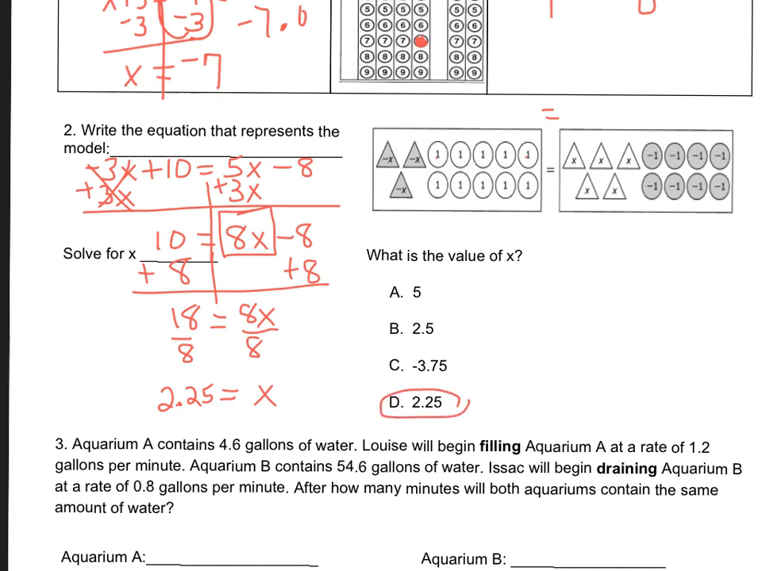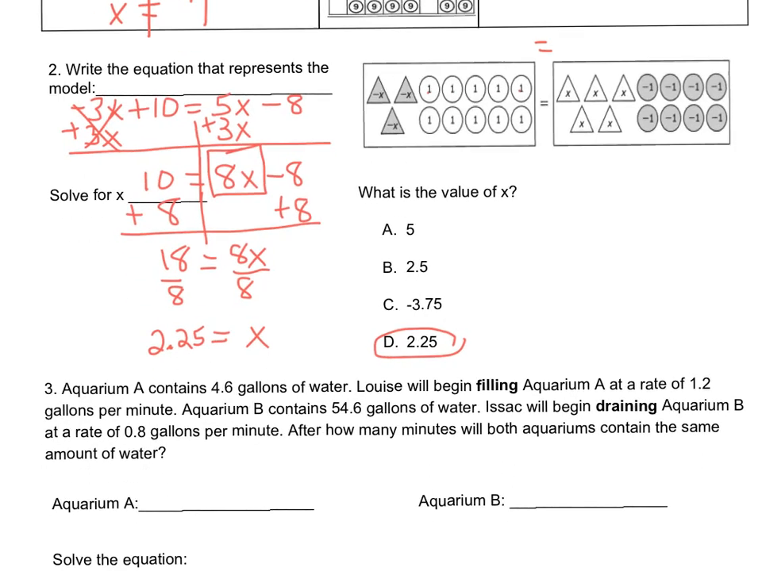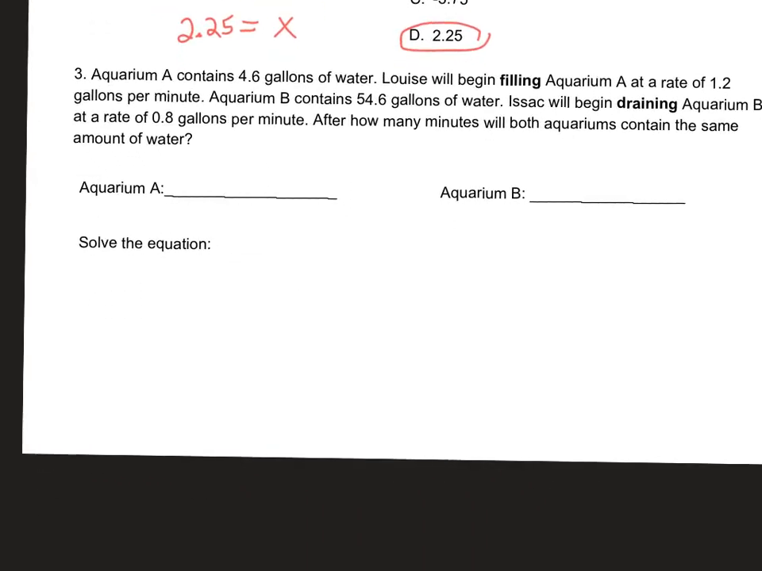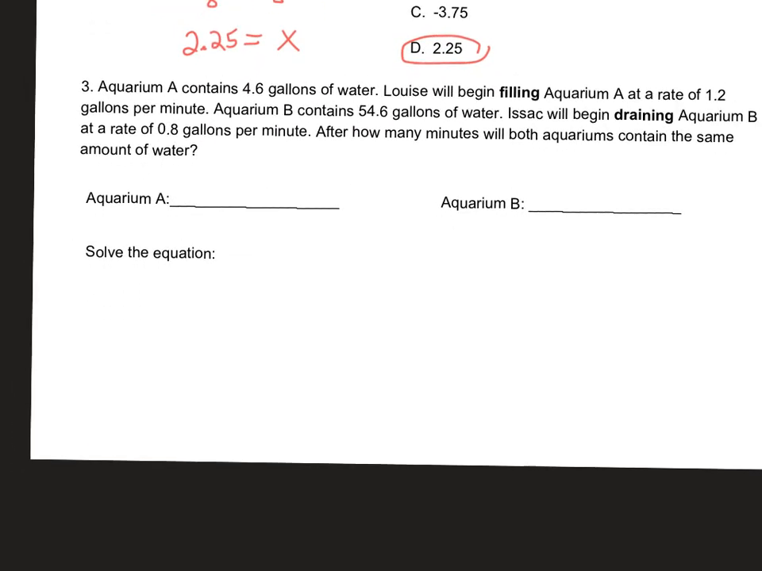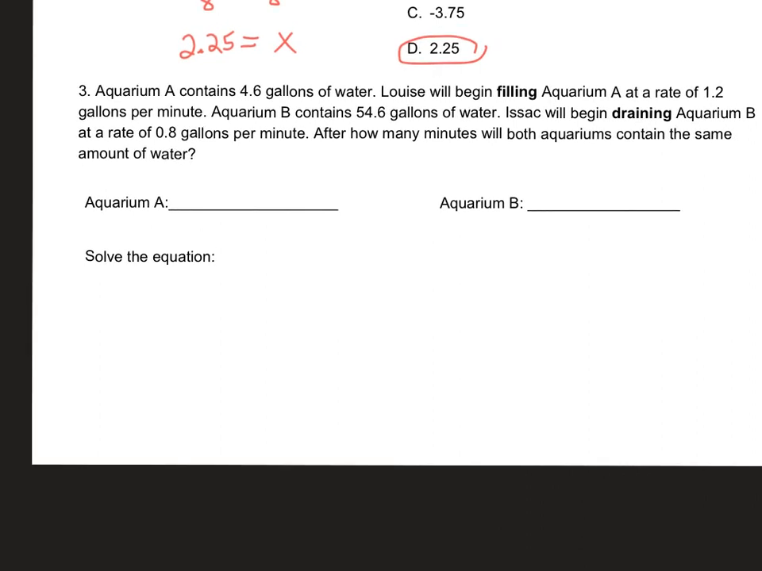Once again, you could have substituted each value to see which value of x would have made your equation true. All right, so that's just practicing our skill. Now we want to make sure that you feel comfortable reading a word problem and first writing an equation. So we're going to be looking at each aquarium here, aquarium A and aquarium B.